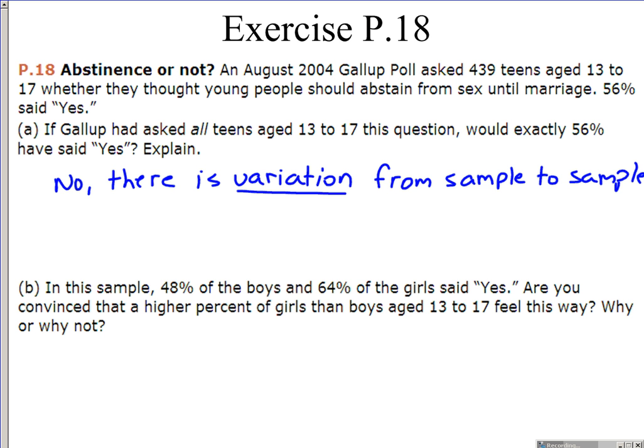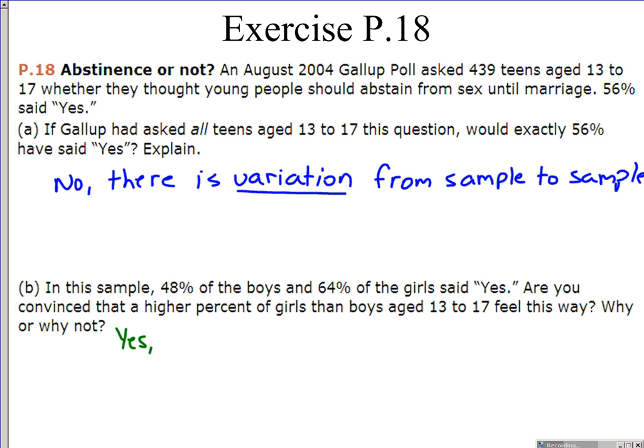In this sample, 48% of the boys and 64% of the girls said yes. Are you convinced that a higher percent of girls than boys aged 13 to 17 feel that way? Why or why not? Okay, well, the difference between 64 and 48 is pretty significant. 16% is quite a bit. If this was 50% and 48%, well, now we may not be convinced that the two respondents were different. But in this case, because there was a large difference, we could say yes.